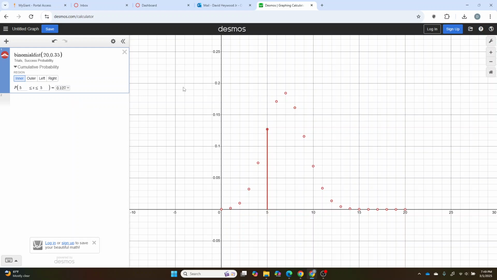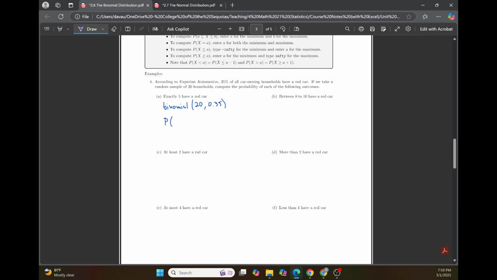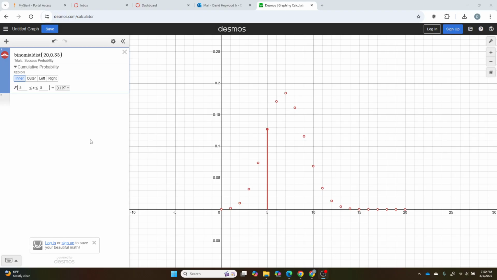So what I would like for you to do when you're showing your work is just write down exactly what you typed into Desmos. So in our case, we typed probability x was between 5 and 5. And we got approximately 0.127. Okay, for part B, if we want to do between 8 and 10, well then we would just do 8 and 10, 0.346. So I'm not going to show you the work on that because hopefully it's pretty self-explanatory. That's what you would do there.